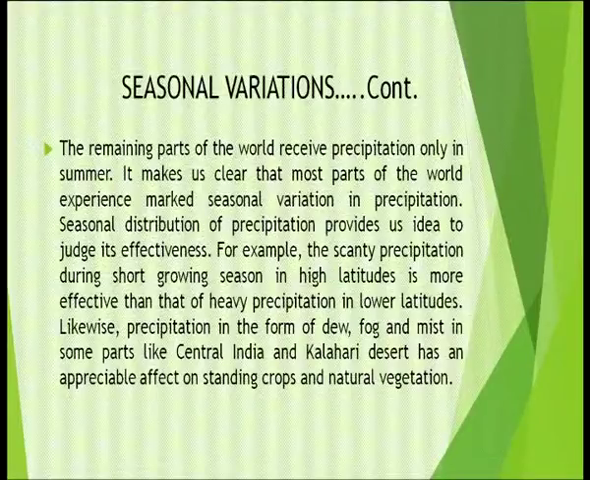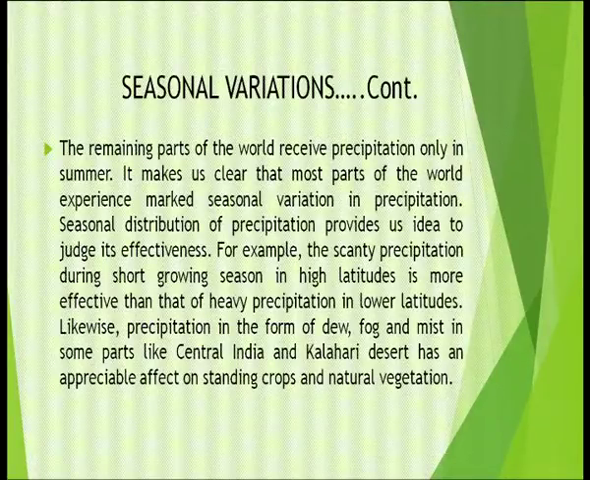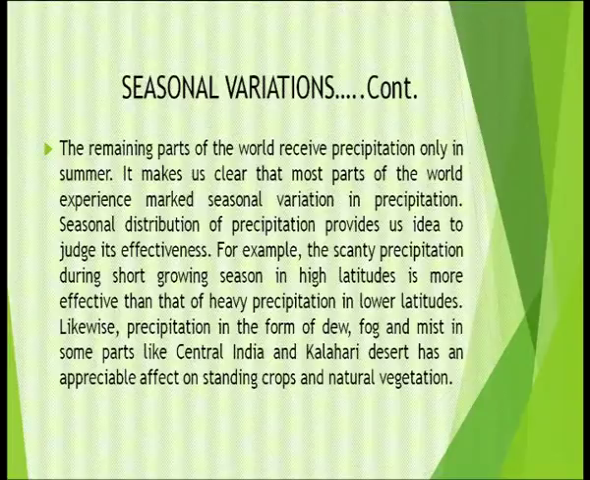It makes us clear that most of the world experiences marked seasonal variation in precipitation. Seasonal distribution of precipitation provides us an idea to judge its effectiveness. For example, the scanty precipitation during the short growing season in high latitudes is more effective than that of heavy precipitation in lower latitudes. Likewise, precipitation in the form of dew, fog and mist in some parts like central India and the Kalahari Desert has an appreciable effect on standing crops and natural vegetation.